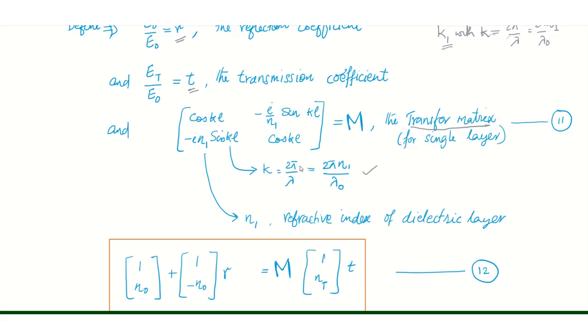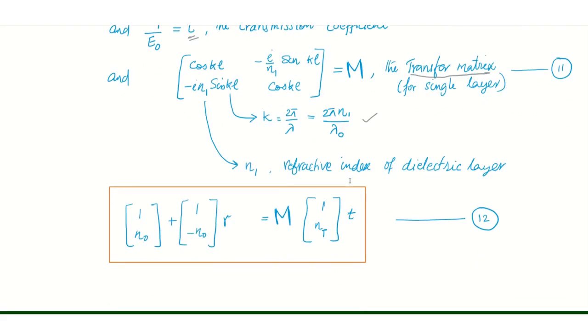This matrix here is the transfer matrix for a single layer. Now we have a much neater equation: the matrix 1 over n0 plus 1 minus n0 times r gives you the transfer matrix times 1 over nt times t.